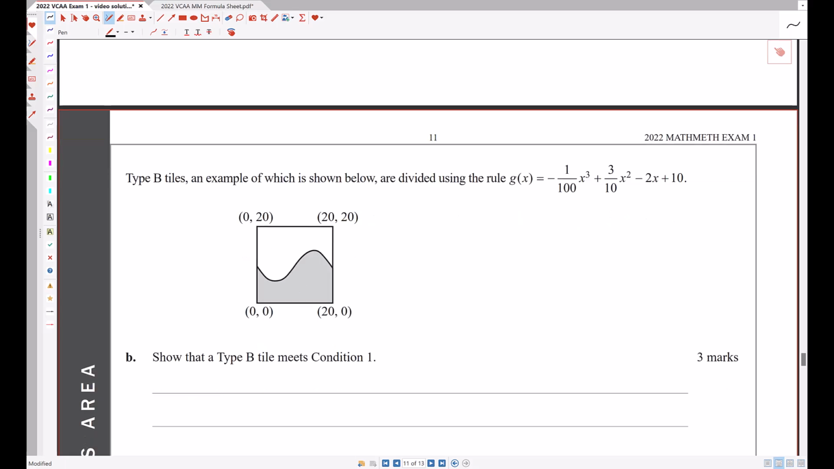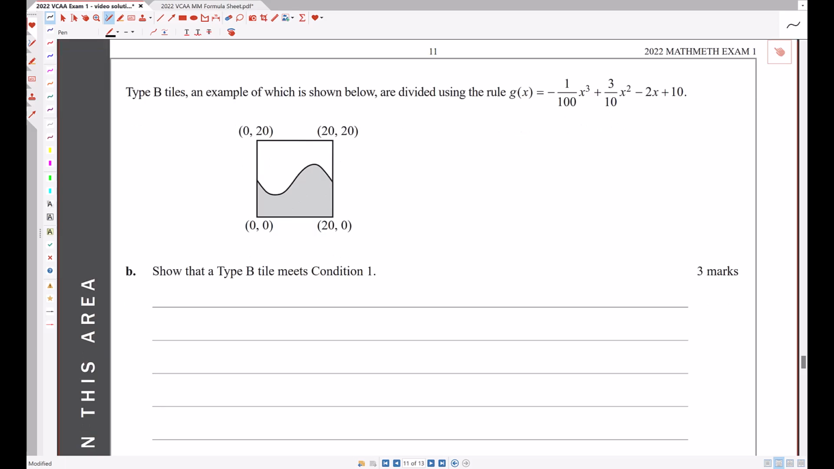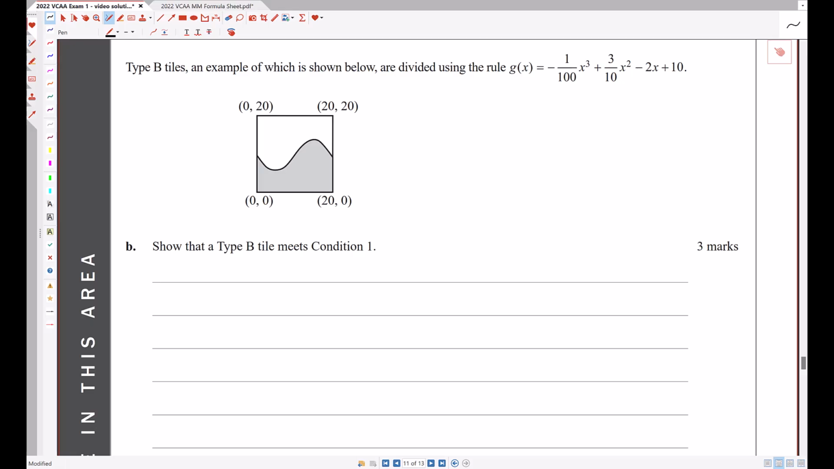Type B tiles, an example of which is shown below, are divided using this rule. So we have a cubic rule. Show that type B tile meets condition 1. Okay, so we're going to need to show that the area under this curve is half of the area of the tile. Okay, so let's set up an integral to work out this shaded area.